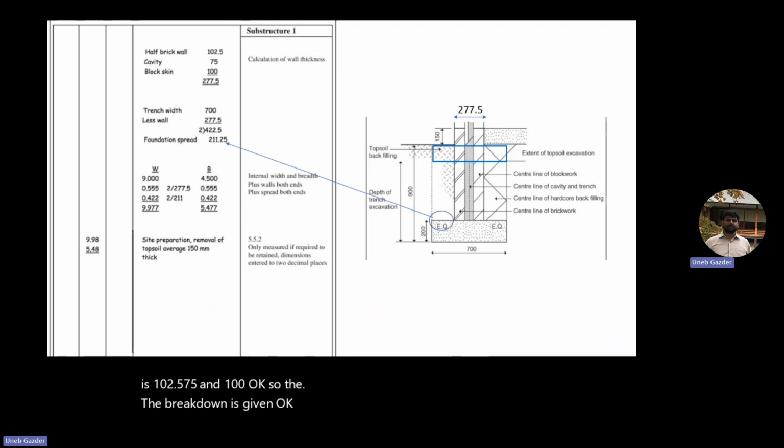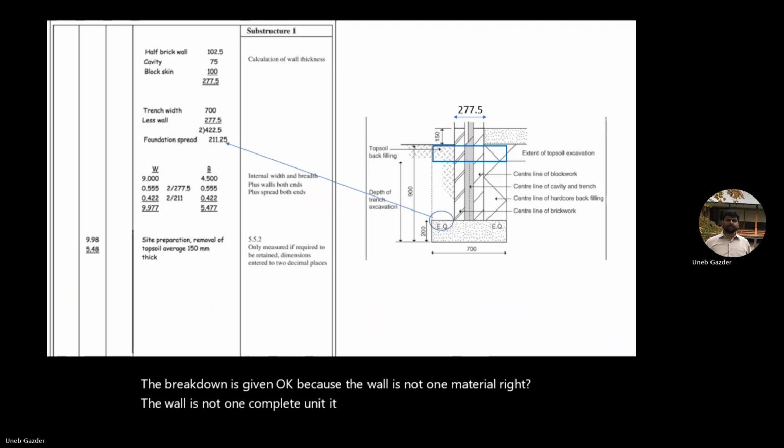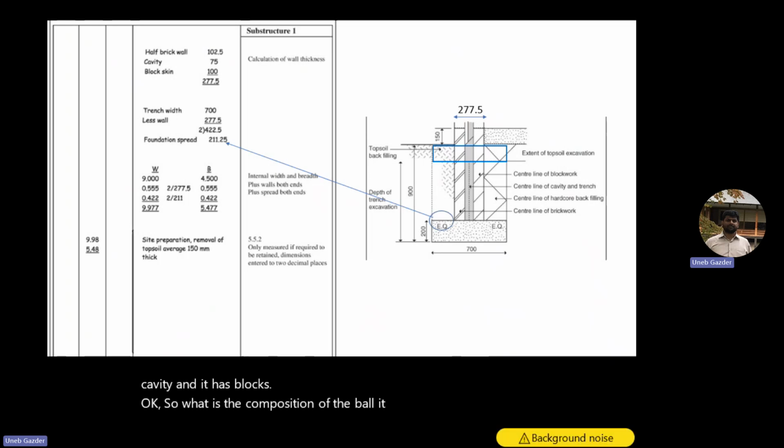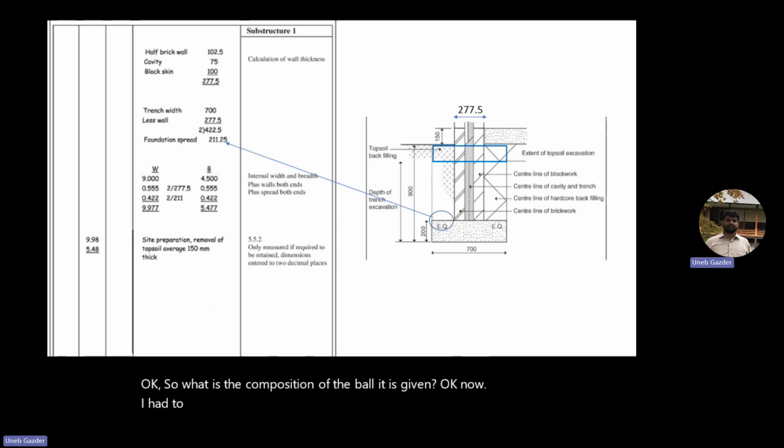Because the wall is not one material, right? The wall is not one complete unit. It has three things: bricks, cavity, and blocks. So what is the composition of the wall? It is given. Now I have to calculate this thing, right? The total is 700.